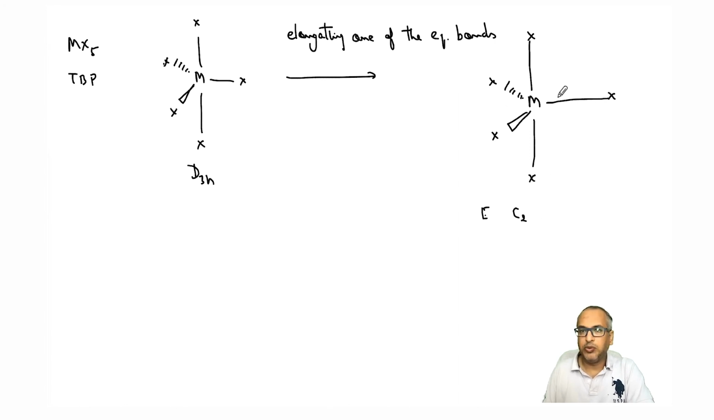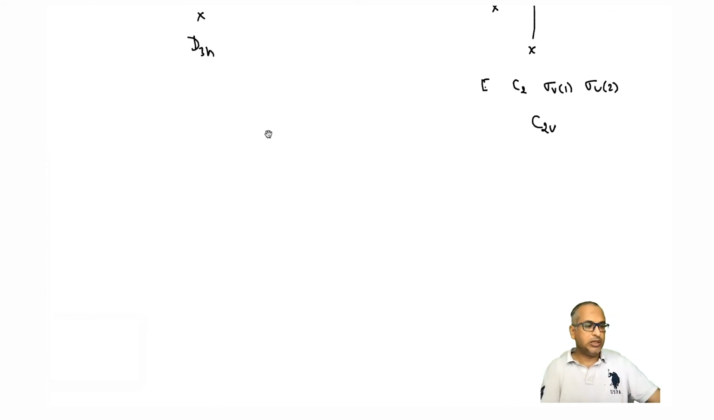C2 is passing through this MX bond. For sigma, one will be the plane of the board, another is perpendicular to the plane of the board, both containing this elongated equatorial bond MX. So you have sigma V1 and sigma V2, right? So the point group will be C2V. So again, from D3H, we have gone down to C2V, gone down in order of the group. Okay, let's look at more examples. I have two more examples.